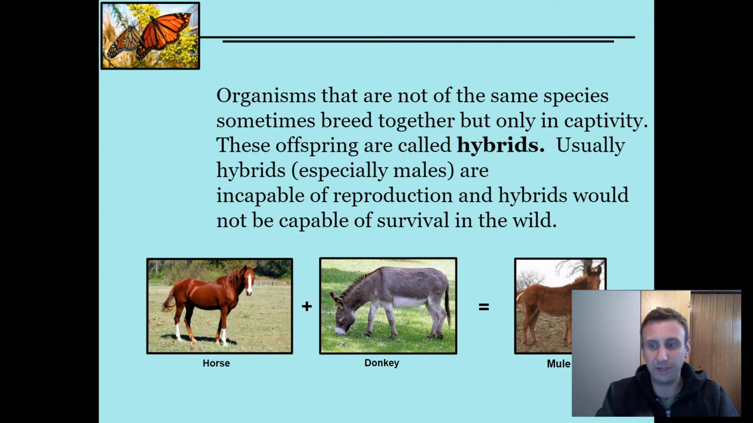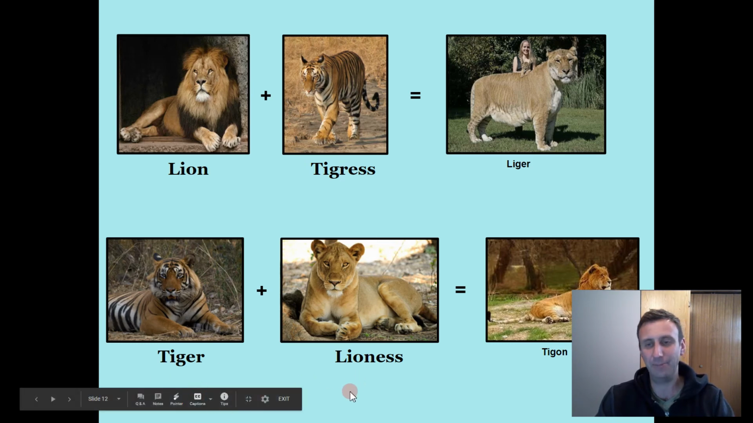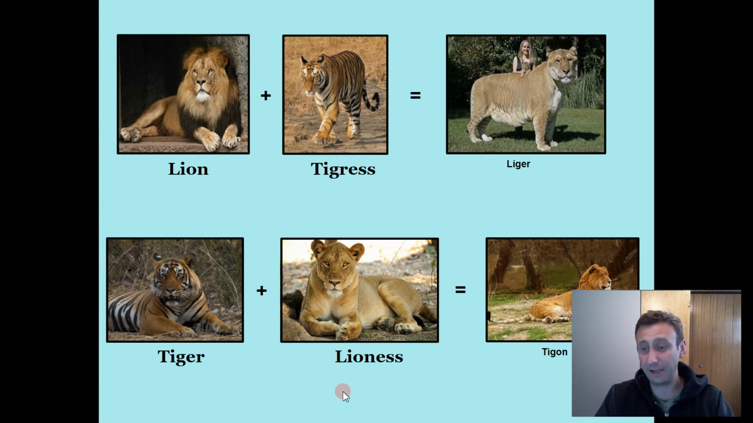And you know what? Here's a video of a liger. Follow the link to the video of the liger. So here's how a liger works. You take a lion and a tigress, and you get a liger, which is just this huge animal. Could it survive in the wild? No, it couldn't. But it gets produced and it lives. If you take a tiger and a lioness, you get a tigon.